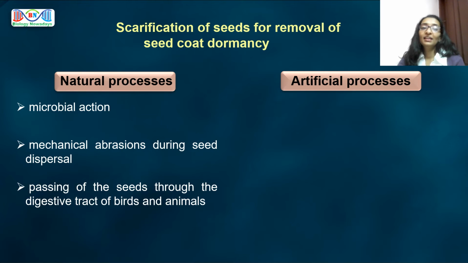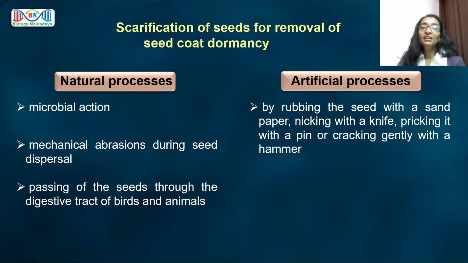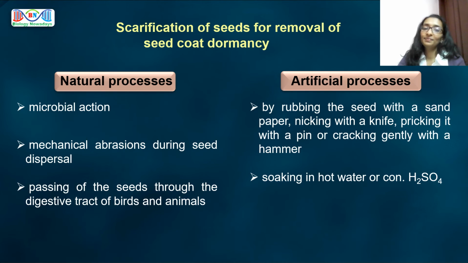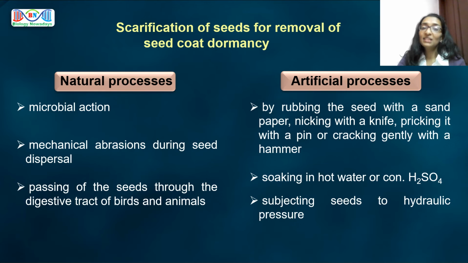On the other hand, the artificial processes of scarification include either rubbing the seed with a sandpaper, nicking with a knife, pricking it with a pin, or cracking gently with a hammer to weaken the seed coat. Scarification of seeds can also be done by soaking them in hot water or even in concentrated sulfuric acid. Sometimes seeds are subjected to hydraulic pressure to break dormancy.